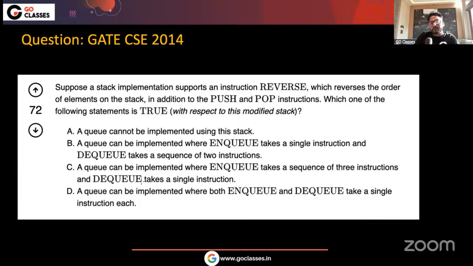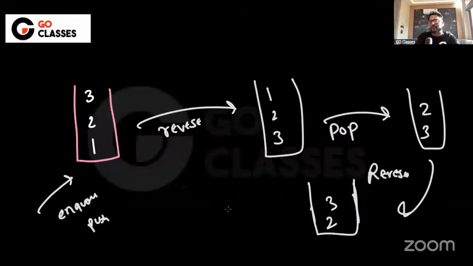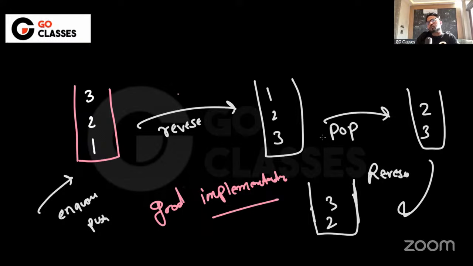So this is one implementation where NQ is a single instruction and DQ is three, but here DQ is two. This is incorrect. But they are saying NQ takes a sequence of three. So basically there is no option where NQ takes one and DQ takes three. See, this implementation is fine, this is a good implementation, there is no problem in this. But since there is no matching option, can we transfer all of this reverse load to the NQ?